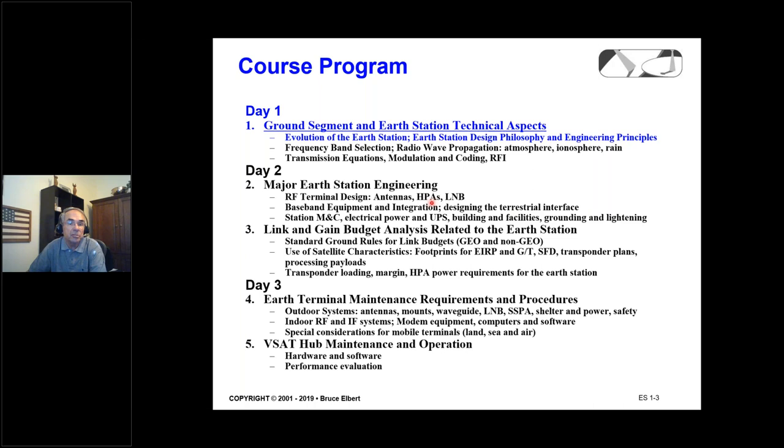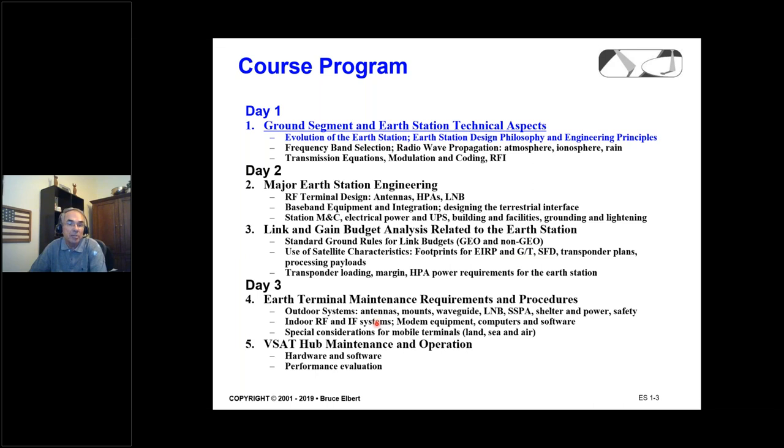Day two gets into engineering of a major earth station, a large facility. I'll show you a picture of one in a moment. And then we'll get into the budgets, which is a key part of laying out a ground segment and the ground segment facility, such as a teleport, such as a VSAT net terminal, so we can understand how these come together and how we budget performance throughout. And then the use of a link budget to assess overall performance. We'll spend some time on that.